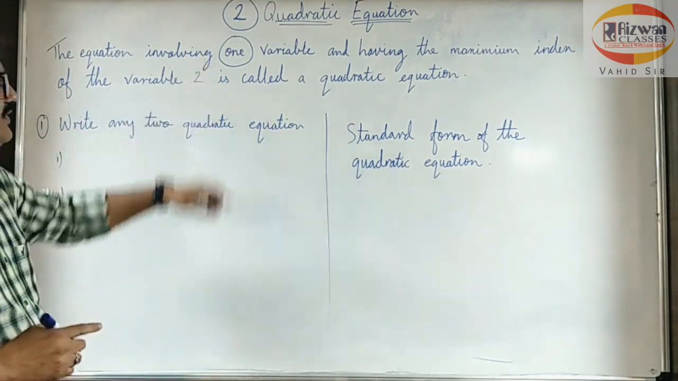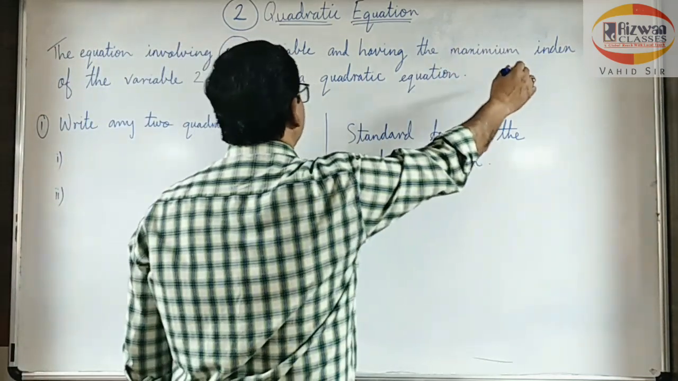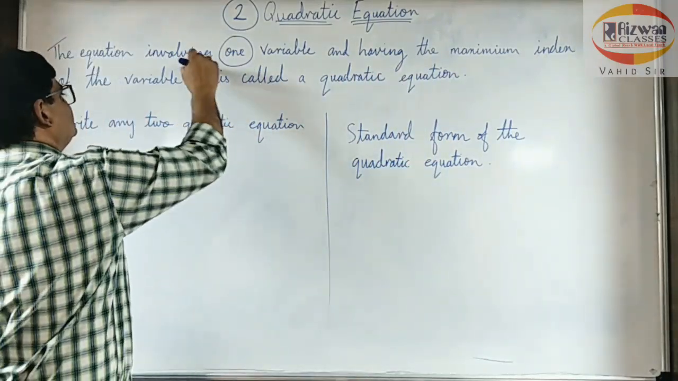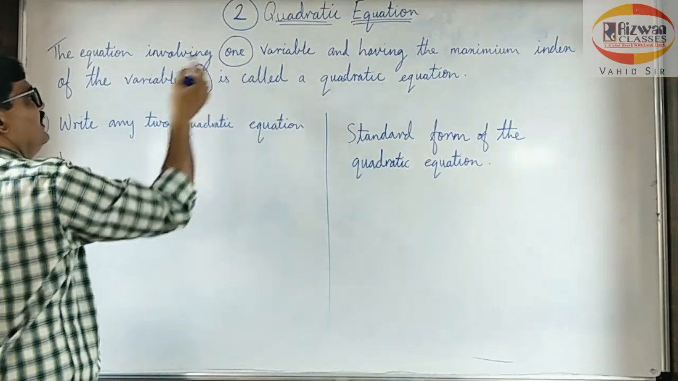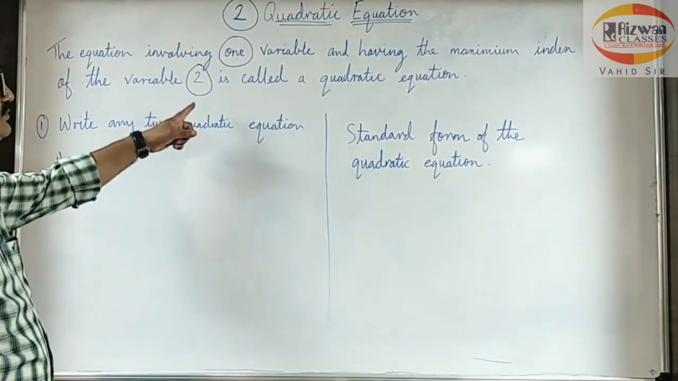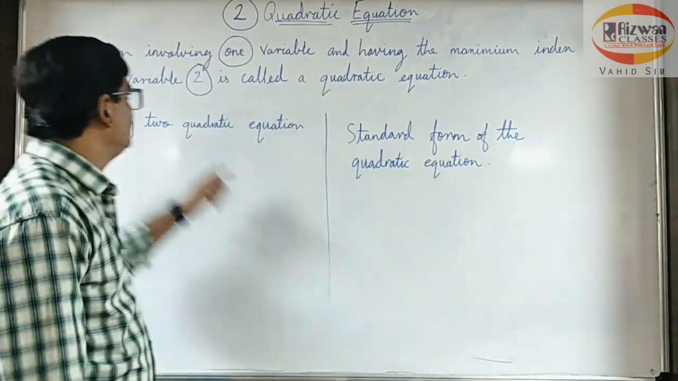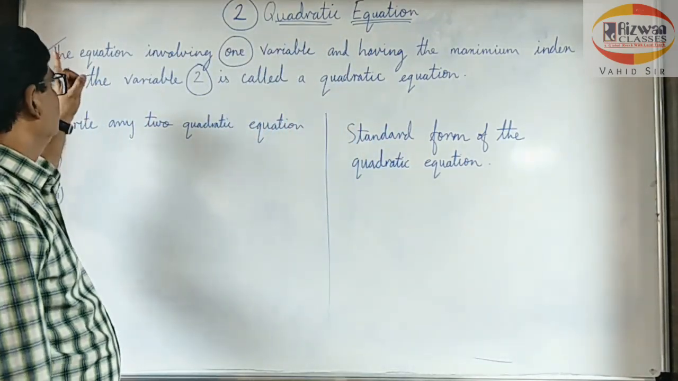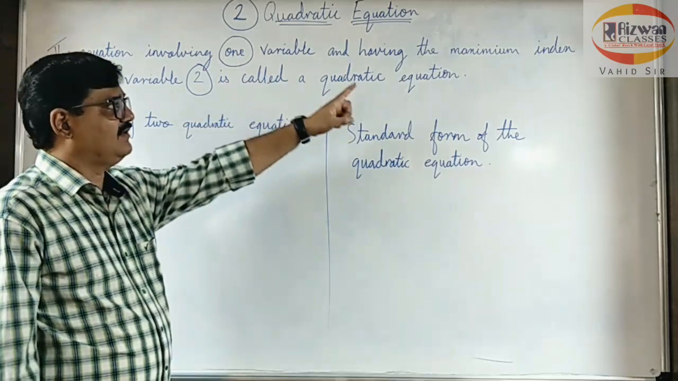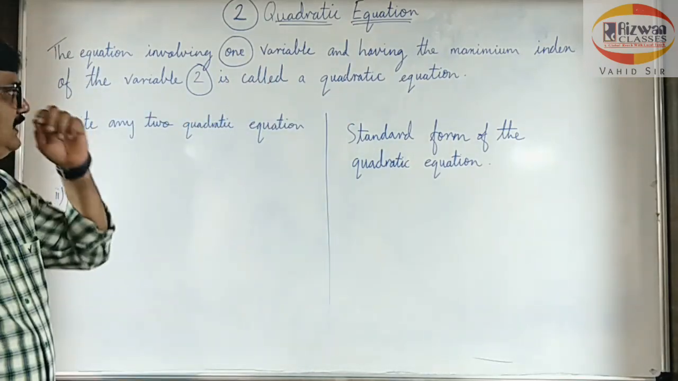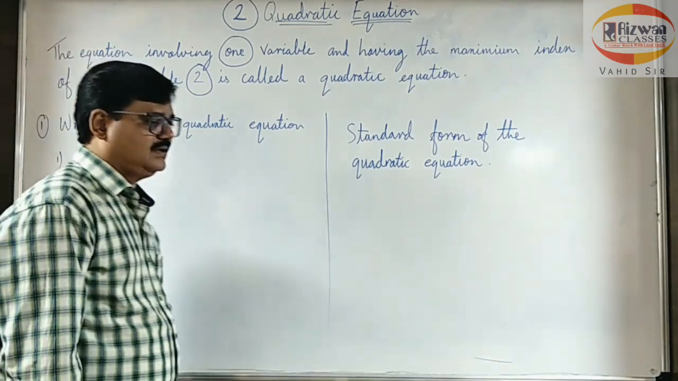The equation is having one variable, and the maximum index of the variable is 2. Remember that today. One variable and the maximum index 2 is called a quadratic equation. I'll repeat one more time: the equation involving one variable and having maximum index of the variable 2 is called a quadratic equation.